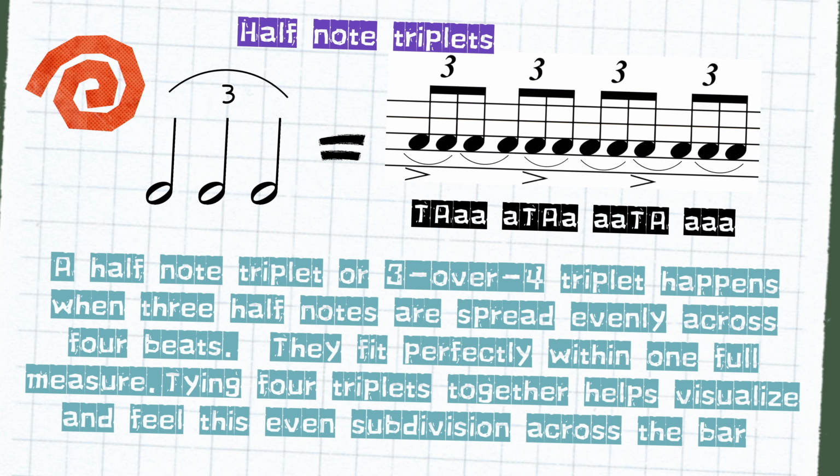A half note triplet, or 3:4 triplet, happens when 3 half notes are spread evenly across 4 beats. They fit perfectly within 1 full measure. Tying 4 triplets together helps visualize and feel these even subdivisions across the bar. This is sung ta a ta a ta a.